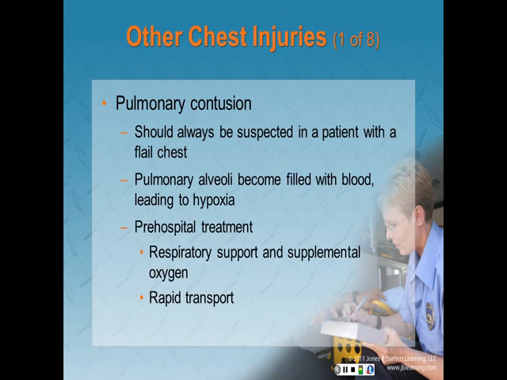Pulmonary contusion should always be suspected in a patient who has a flail chest. The pulmonary alveoli become filled with blood and fluid accumulates in the injured area, leaving the patient hypoxic. Pre-hospital treatment includes providing respiratory support and supplemental oxygen.